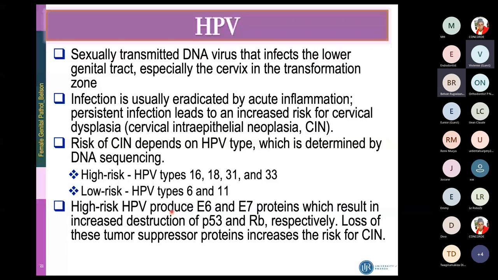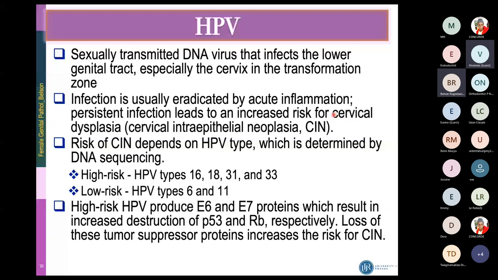But there are some who don't. If they have weak immunity, or have other sexually transmitted diseases, such as trichomonas, they may not be able to clear HPV. Then if there is persistent inflammation or infection, it will lead to cervical dysplasia, cervical intraepithelial neoplasia or CIN. The risk of CIN depends on the HPV serotype, which is determined by DNA sequencing. In Rwanda, they don't only look at whether she has HPV infection, but also at which subtype of HPV she has, so they do DNA sequencing.